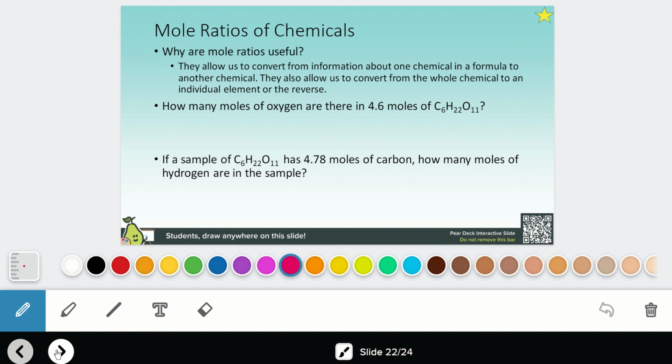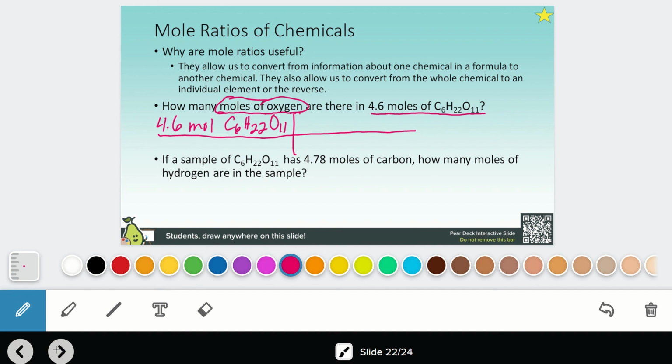All right, so it says how many moles of oxygen. So now we really want to pay attention to not just the unit it's talking about, moles, but also the chemical it's talking about, right? So how many moles of oxygen are there in 4.6 moles of that whole chemical formula? Same one we had on the previous slide. As we've done on other questions, we're going to write our given amount first and set up our railroad tracks.